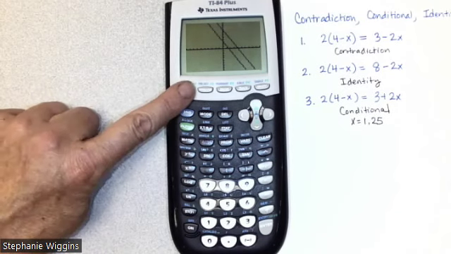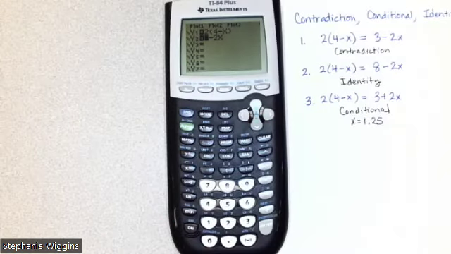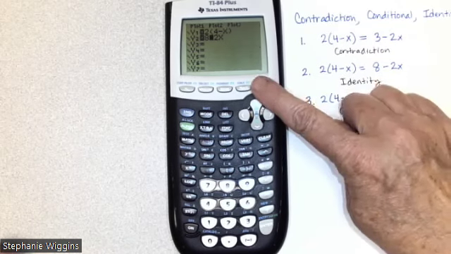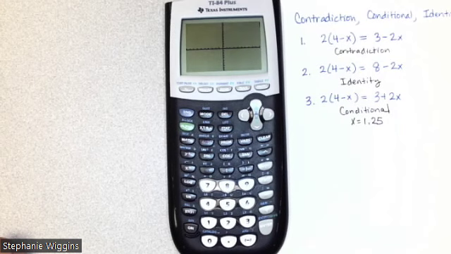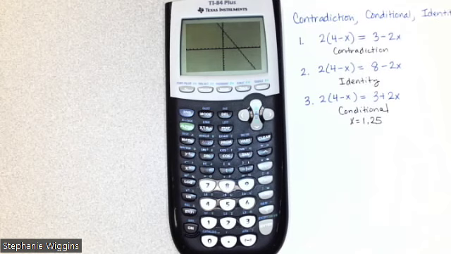Now let's go back to our function list. And now the right side of the equation, we still have the same left side, but the right side now is going to be 8 minus 2x. So I'm going to graph that. And this time you see we get one line, and that is because the two sides are actually the same line. And so we say that it's an identity. They're identical. The two lines are the same. They're just written in a different form.